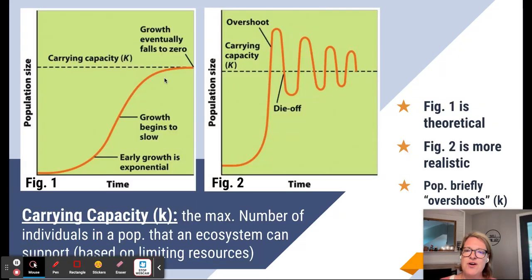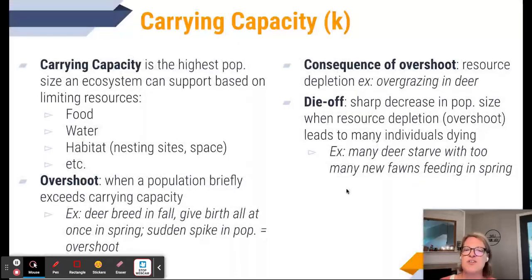We've got an S-shaped curve, the carrying capacity represented as K. The actual growth of the population averages out to be zero, but realistically, we see this overshoot and this die-off over time. Okay, so this just sort of reinforces everything that I just said. So it might be a good idea to pause the video here and write some of this down. But just to reiterate, we've got the definition of carrying capacity, some of those resources that limit carrying capacity. It gives you a definition for overshoot.